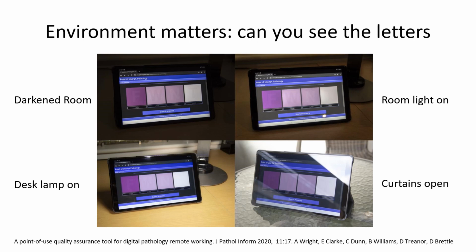Top left, you can see a darkened room, and you can hopefully see all the letters. You can probably see F, W, N, and T. If we turn the room lights on, I think you'll probably start to see that the T is harder to see. Then if we turn on the desk lamp, you'll start to see all the letters are hard to see. And if we open the curtains, we can see a structured pattern of light on top of the ambient light, making it really difficult to see. And I would argue the darkened room is demonstrably the best option for viewing images on a display.